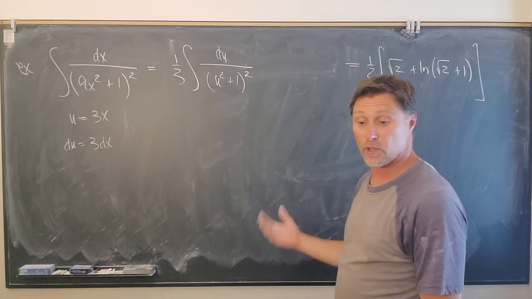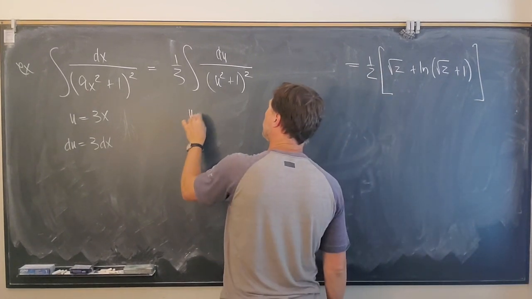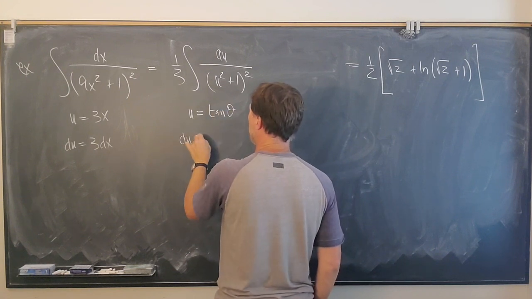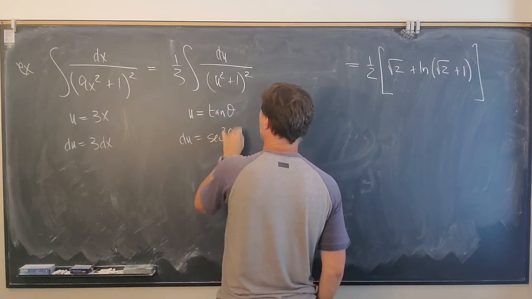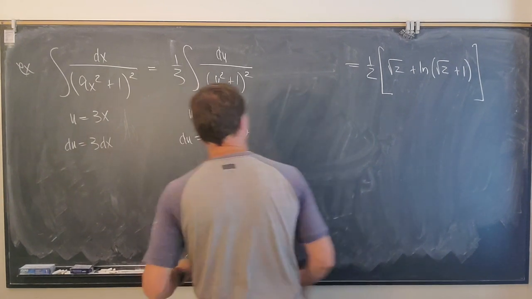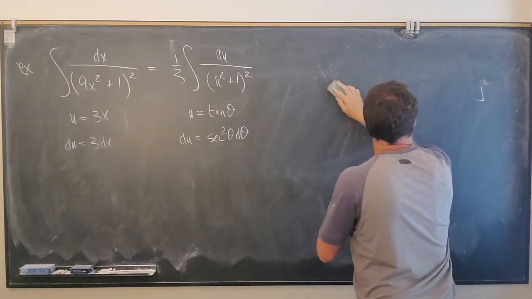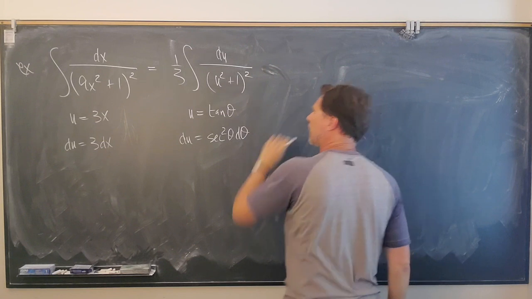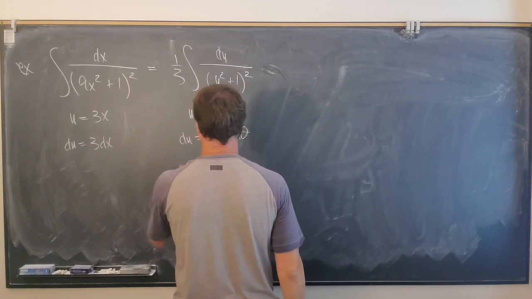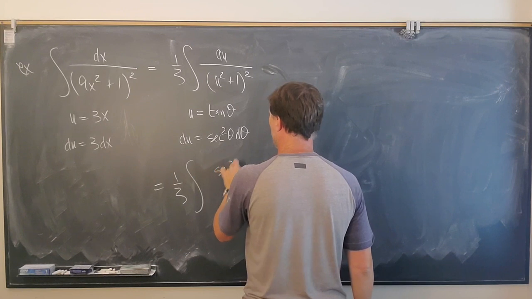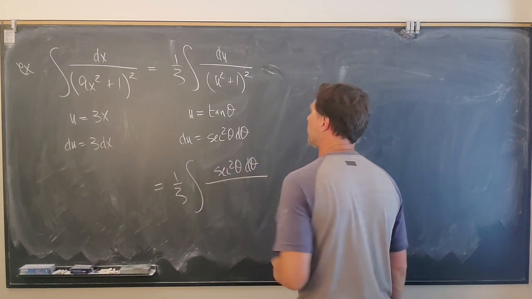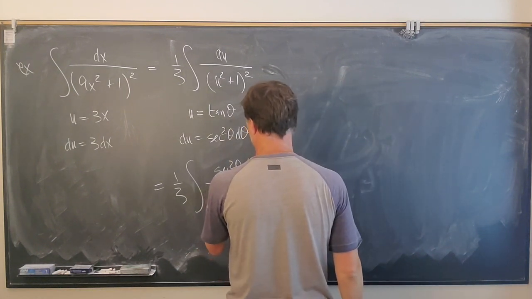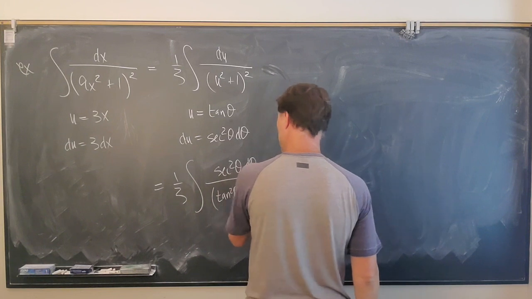Now it should be clear that we can do a tangent substitution where we let u equal tangent theta, in which case du equals secant squared theta d theta. And now this becomes a 1/3 integral secant squared theta d theta divided by (tangent squared theta plus 1), all that squared.